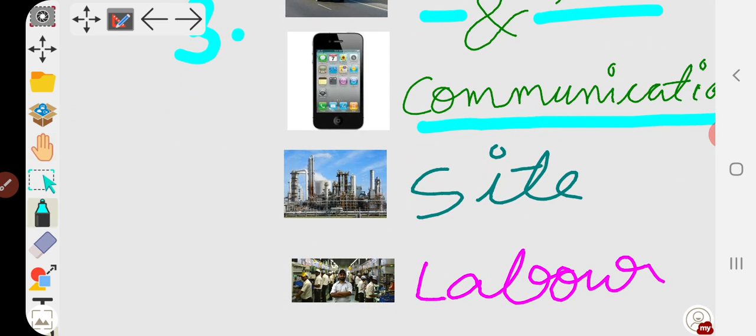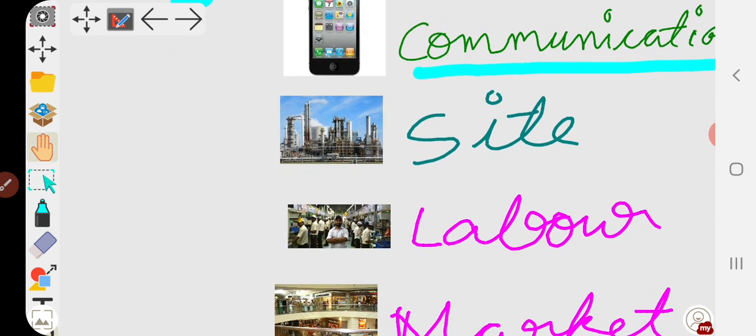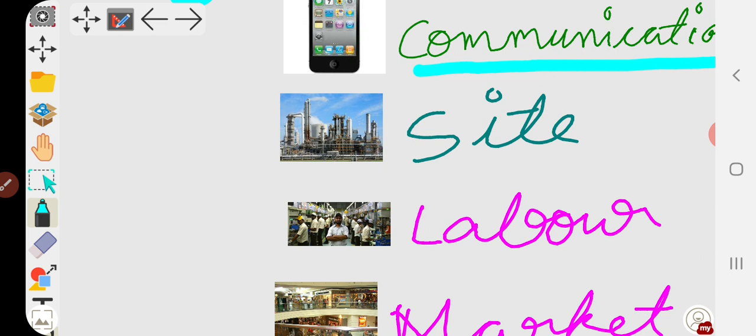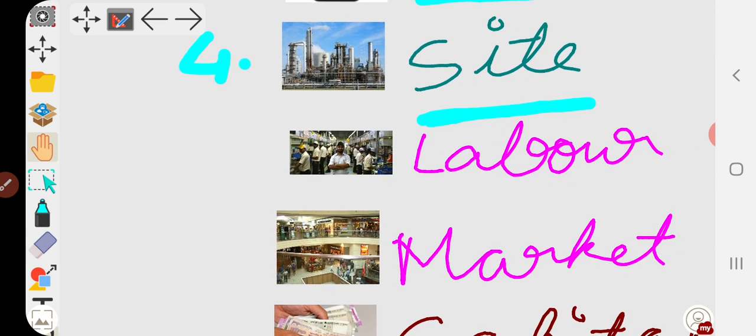Now suppose raw material is there, power is there, everything is there, but we need a certain area, a certain ideal site, a level land where we have to develop the infrastructure of an industry. So the fourth factor is the geographical site and the land for the development of an industry.